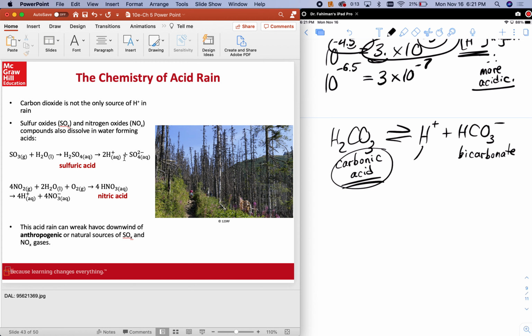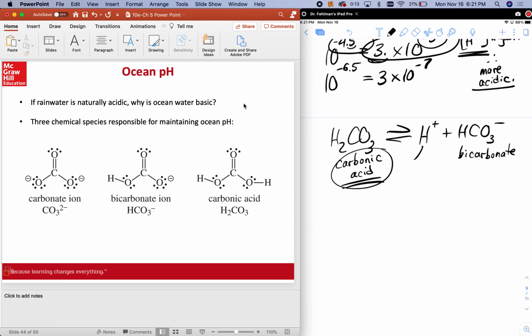Okay. And so it's interesting that rainwater is acidic, but ocean water is more basic. It turns out that there are really three species responsible for maintaining pH in waters, not just in the ocean but in other lakes as well. And so it's carbonates, bicarbonates, and carbonic acid. Okay, so this gives rise to acidity.